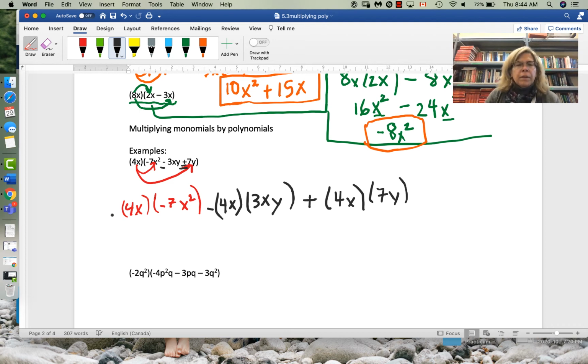So what do we have here? We have 4 times negative 7, which is negative 28x cubed. And this is minus 4 times 3 is 12. And that would be x times x is x squared. And x times y is xy. No, I'm sorry, x squared y.